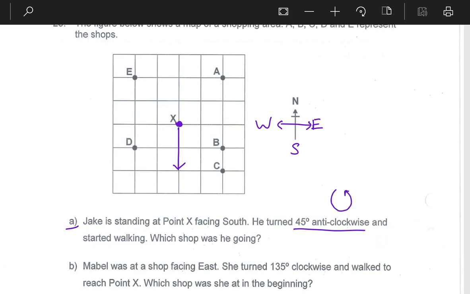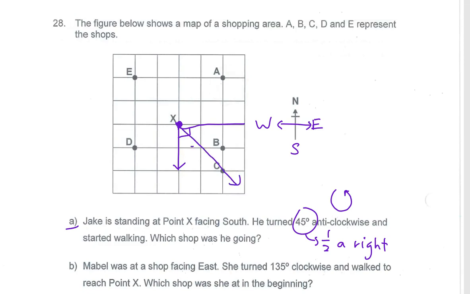And 45 degrees, what does 45 degrees actually mean? It actually means that it is half a right angle, right? 45 degrees is half of 90. And you are going to turn anti-clockwise 45 degrees. Now, over here, this is a 90, but you only want a 45. So, meaning you're actually turning this way. You are going anti-clockwise. So, you're actually trying to get to shop C. That is the meaning. Okay? So, this is for question A.